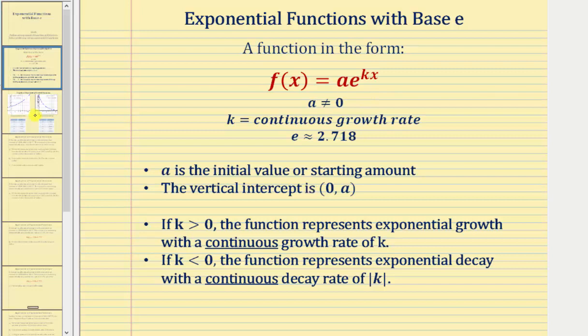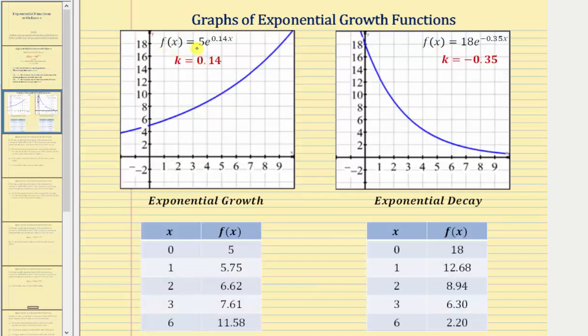Now let's look at this graphically. Here we have the graph of f of x equals 5 times e raised to the power of 0.14x. Notice how k is positive, k equals 0.14. This tells us our function is going to be increasing, and we have exponential growth, as we see here. This also tells us the continuous growth rate is 14%. And also notice that a is equal to 5, and the vertical intercept is 5. Looking at the table of values, again we can see that as x increases, the function values increase, but now they're increasing at a continuous growth rate of 14%.